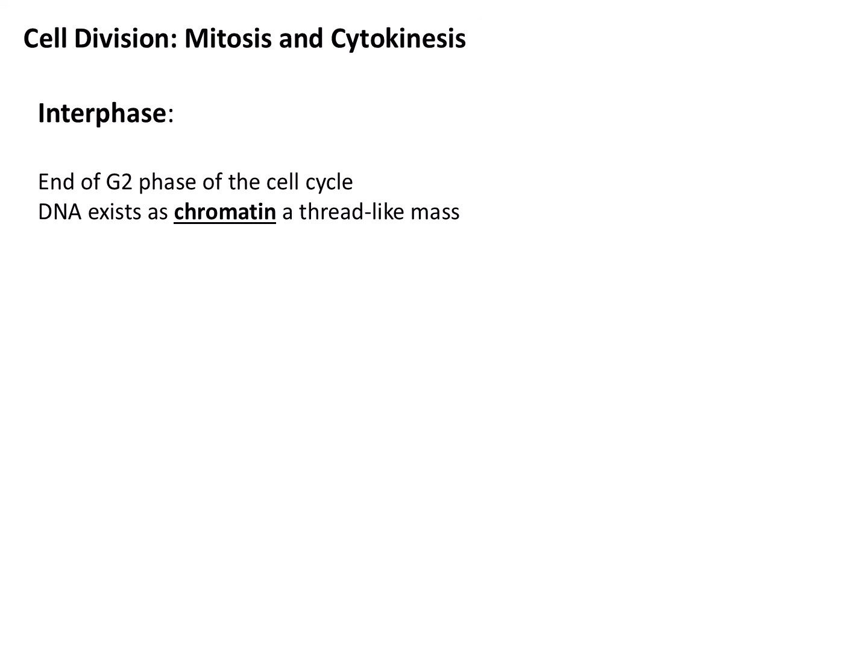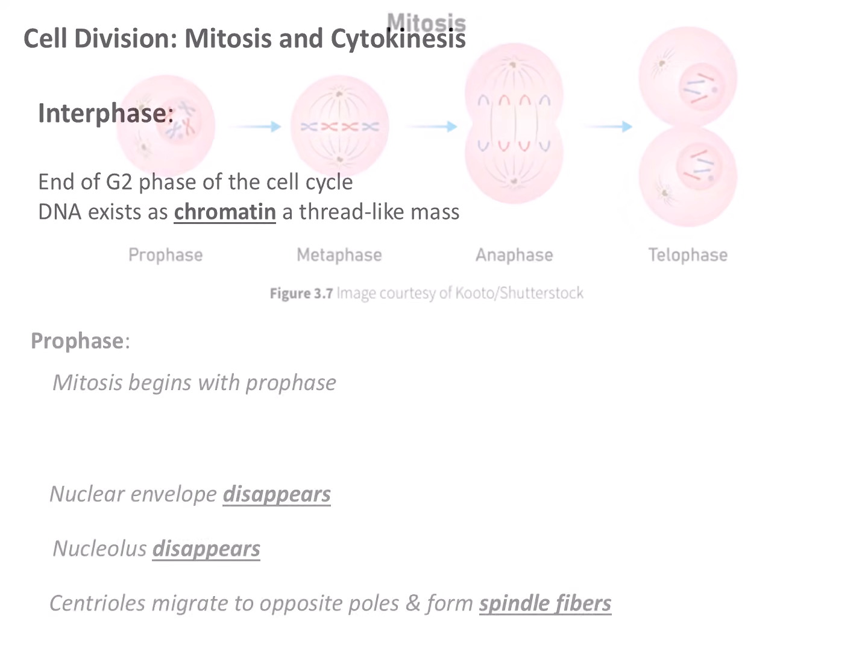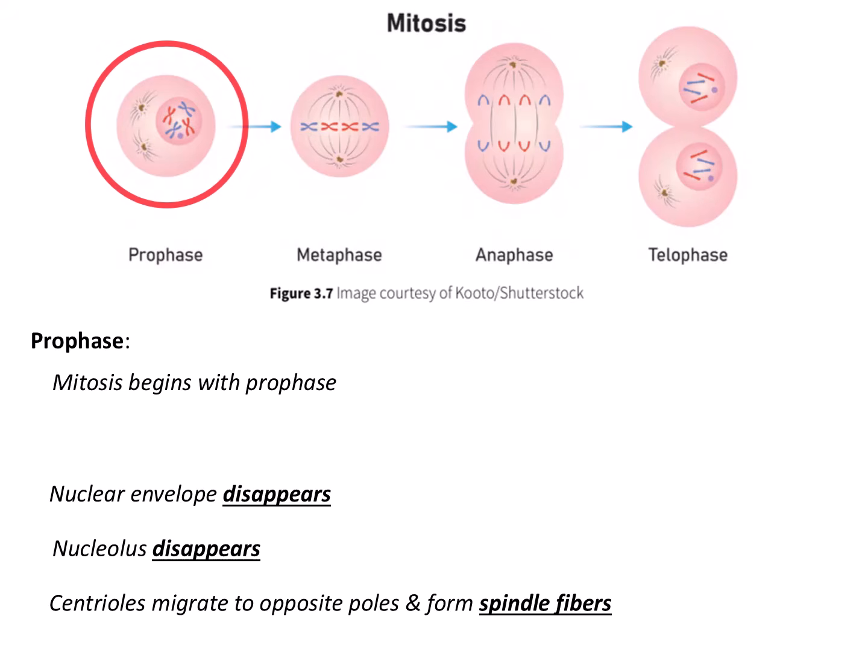To divide the cell, we continue in two phases: mitosis and cytokinesis. At the end of interphase, the DNA exists as chromatin, a thread-like mass. The first phase of mitosis is prophase. During prophase, the chromatin will condense to form chromosomes. The nuclear envelope and the nucleolus will disappear, and the centrioles, which are the machinery needed to move the chromosomes during the division, will migrate to opposite poles and form what are known as spindle fibers.